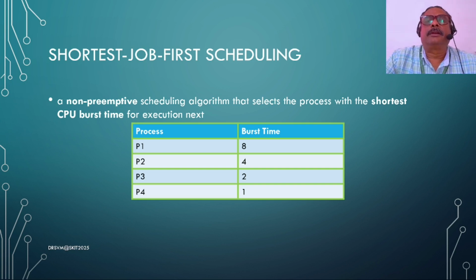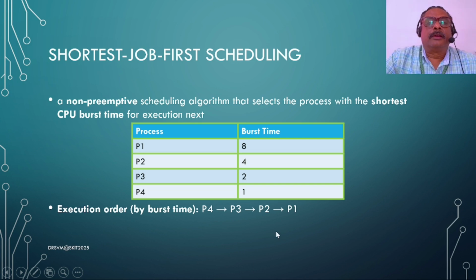To understand it better, let's take up an example. Here we have four processes, P1 through P4, having burst times 8, 4, 2, 1 respectively. The shortest job here is P4 with 1 unit of time, the next shortest is P3 with 2 units, then P2 with 4 units, and finally P1 with 8 units. So that's how the processes are allocated: first P4, then P3, then P2, and then P1.